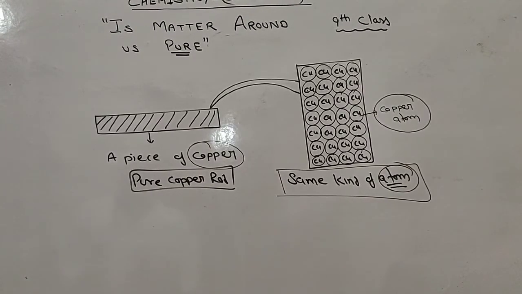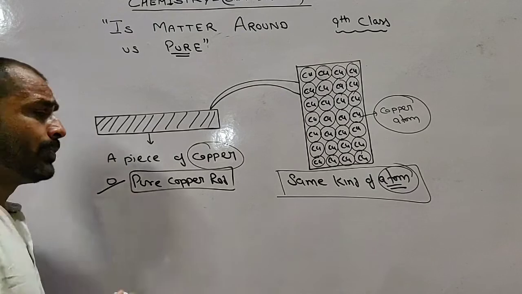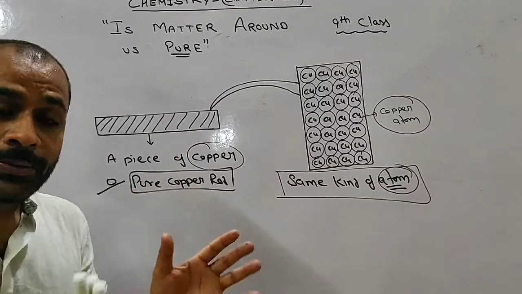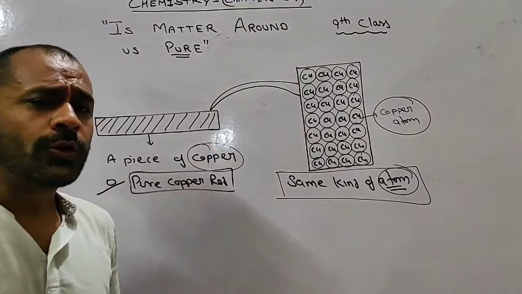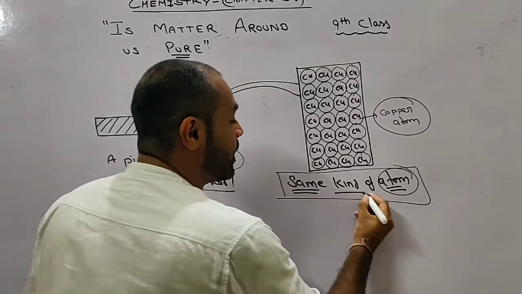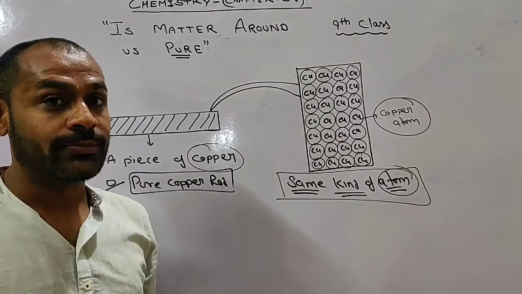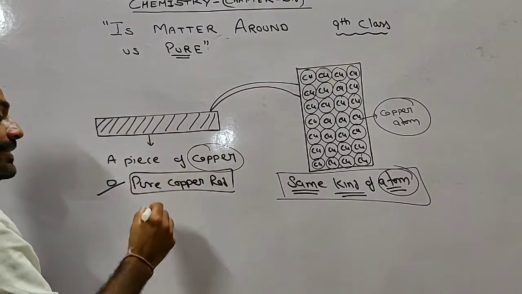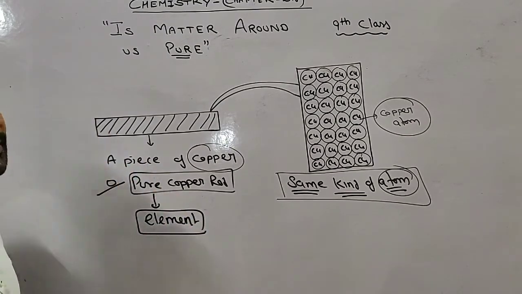So let's take the example of a copper rod. I am taking a pure copper rod. When we try to magnify the pure copper rod, we will see the arrangement of copper atoms in such a way. So remember, these atoms are all of the same kind. They are not different atoms. So this particular rod, we can say that this is an element.